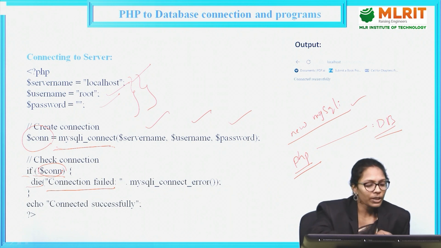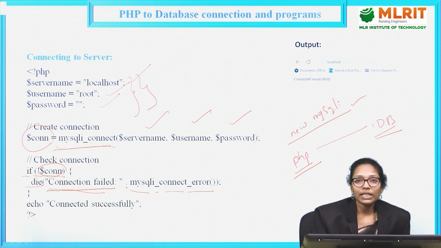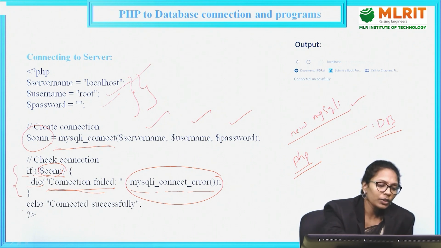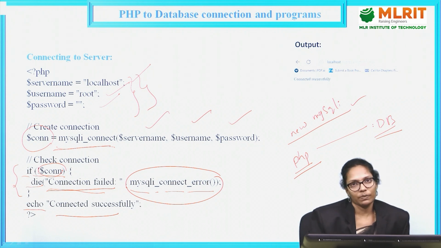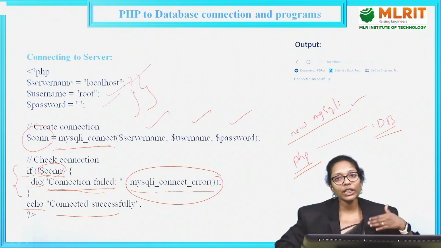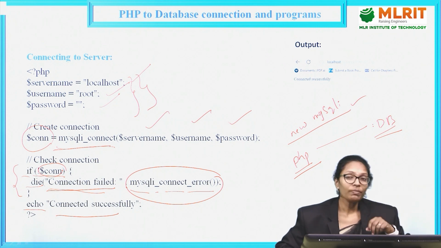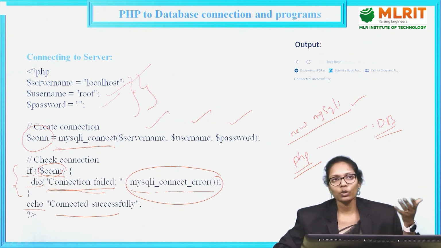In the die method, you're printing a message "connection failed", followed by mysqli_connect_error. So you are printing the error message also. What is the error inside your connection? Whether you have given an incorrect password, an incorrect username, like that. If you want to know the error information, you should also print this method. This will give you the error information about the connection. Otherwise, if there is no error, then you can print the message "connected successfully". So this is the program to connect to the default database. After connecting, I can create the database, I can create the table, all those operations I can do.